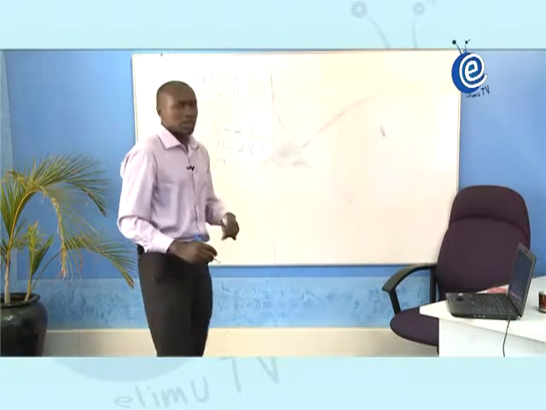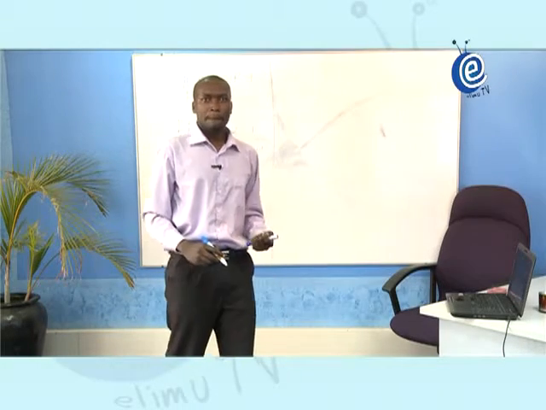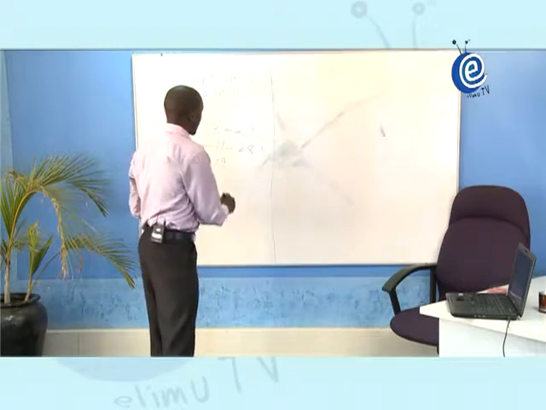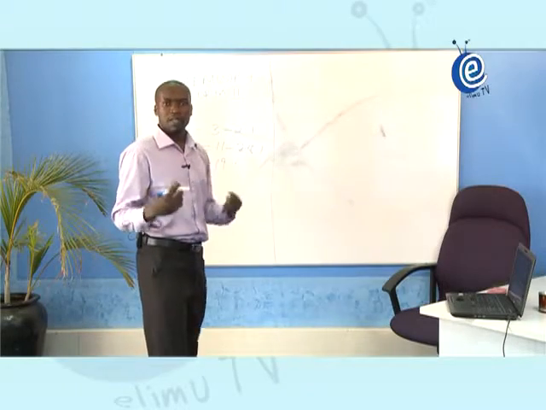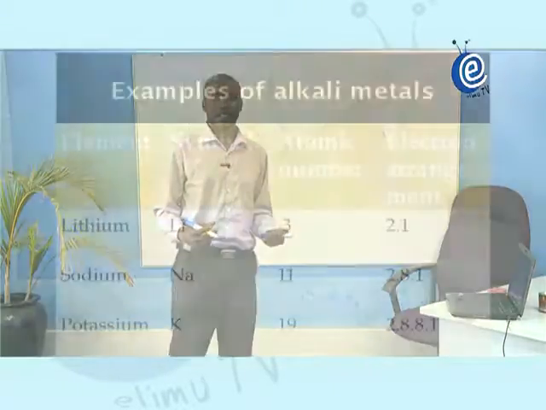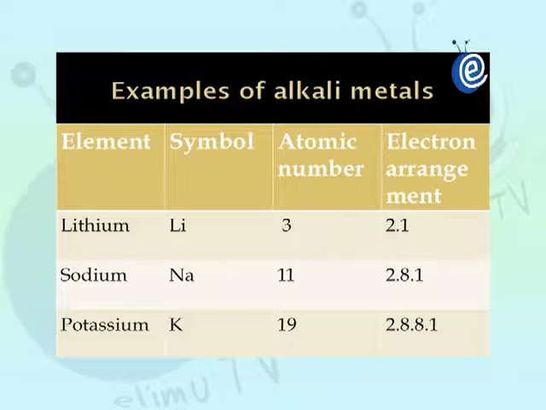Let's check the electron arrangement in potassium. Potassium has an atomic number of 19. The first energy level takes 2 electrons. The second energy level takes 8 electrons. And then the third energy level takes, again, 8 electrons. The fourth energy level will take 1 electron. So you'll have 2 to 8 to 8 to 1.